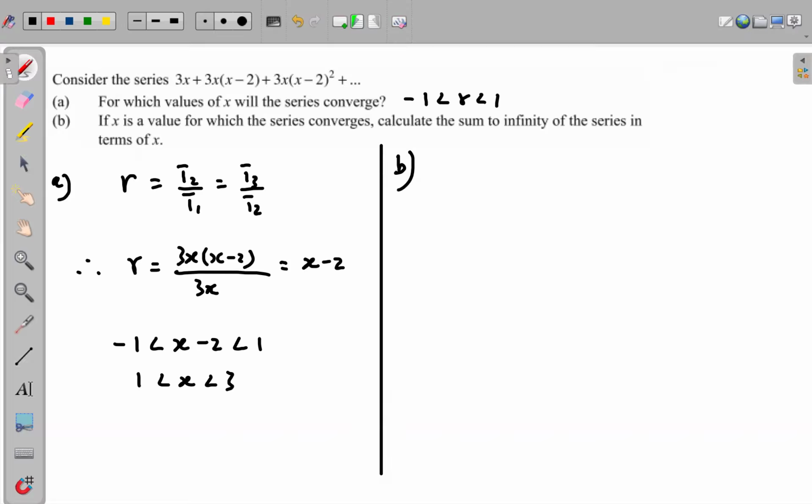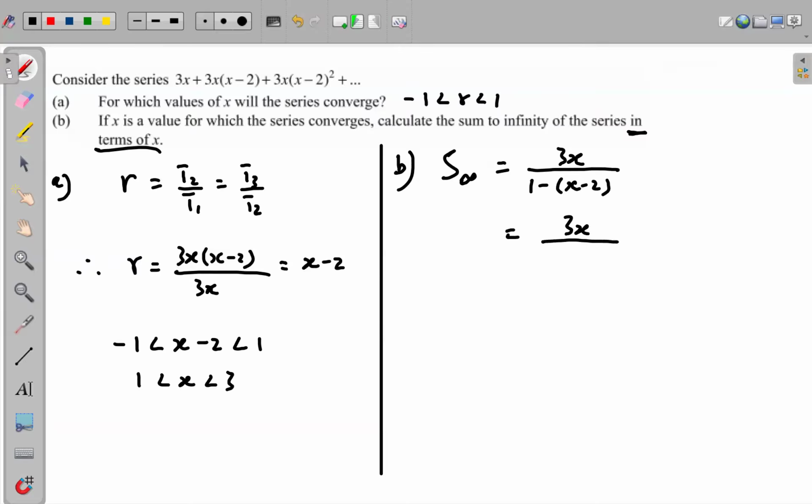If x is a value for which the series converges, calculate the sum to infinity in terms of x. Listen to this, and I think this is the one thing that will clear the confusion, if there was any, in terms of x. In other words, just go there into the formula and substitute your terms in terms of x. In any case, they were given in terms of x. So you've got the ratio in terms of x.